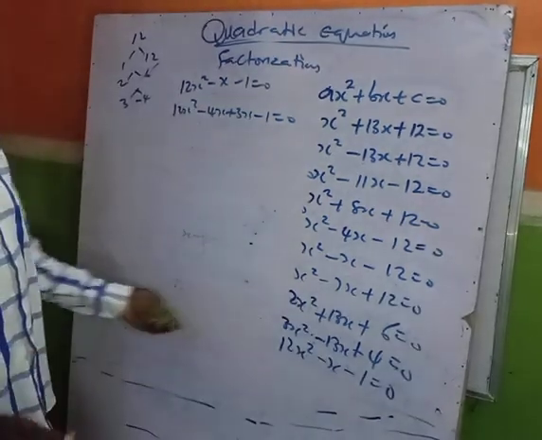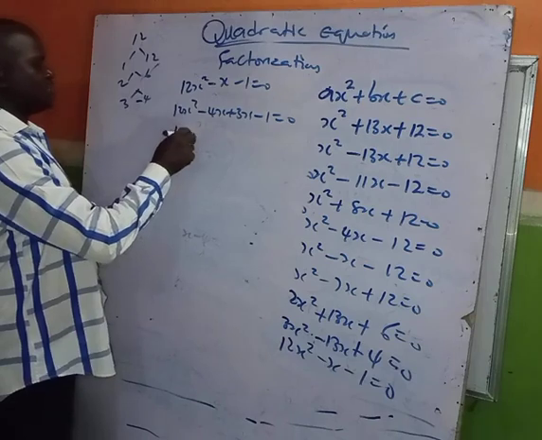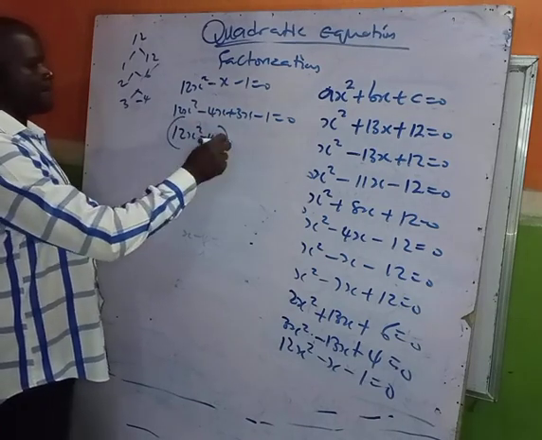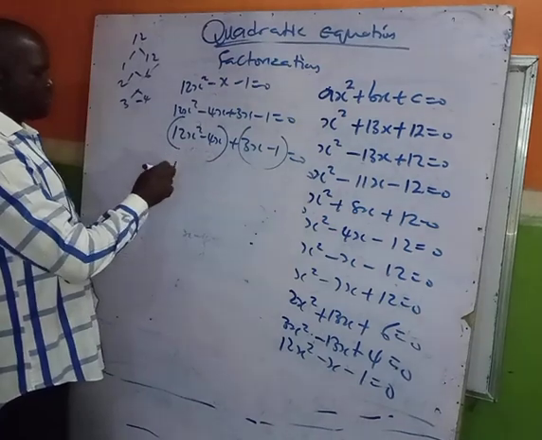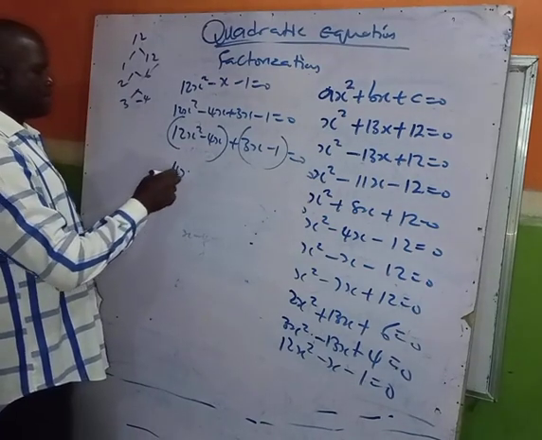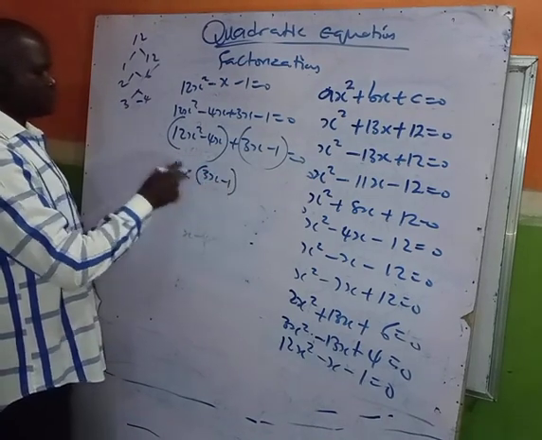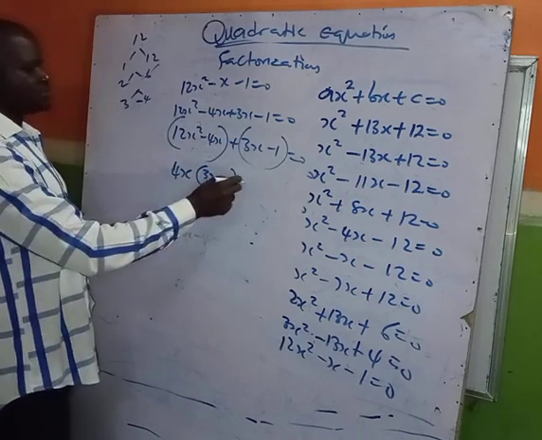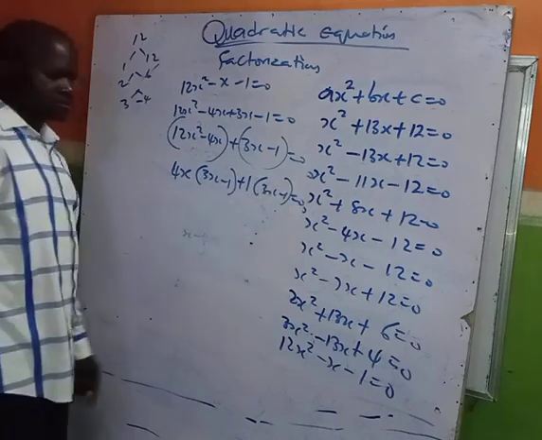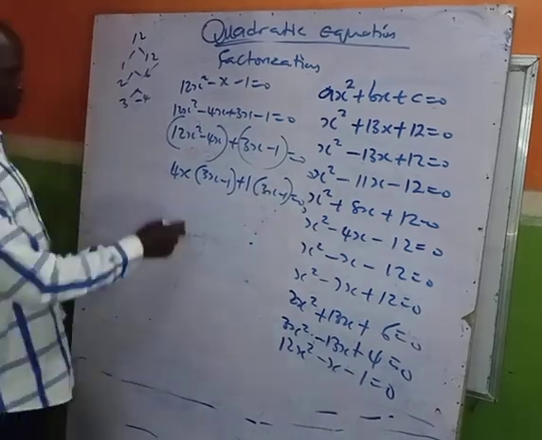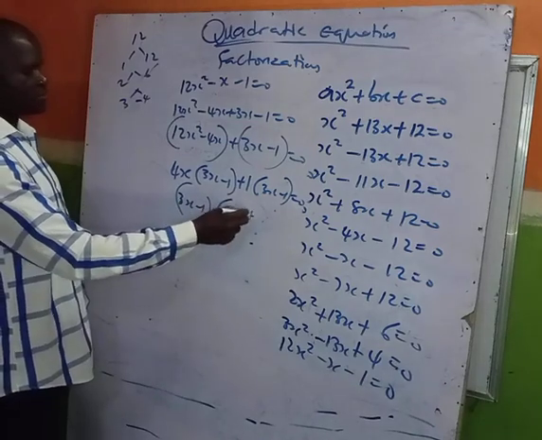So that is it. Once you have it like that, you place brackets, then here you have 12x squared minus 4x, and 3x minus 1. So what is common here is 4x. So you have 4x times 3x minus 1. So what is common here is 4x, you bring it out. For this one, you will have 1. That's 3x minus 1 equal to 0. So what is common now is 3x minus 1. So you will have 4x plus 1.